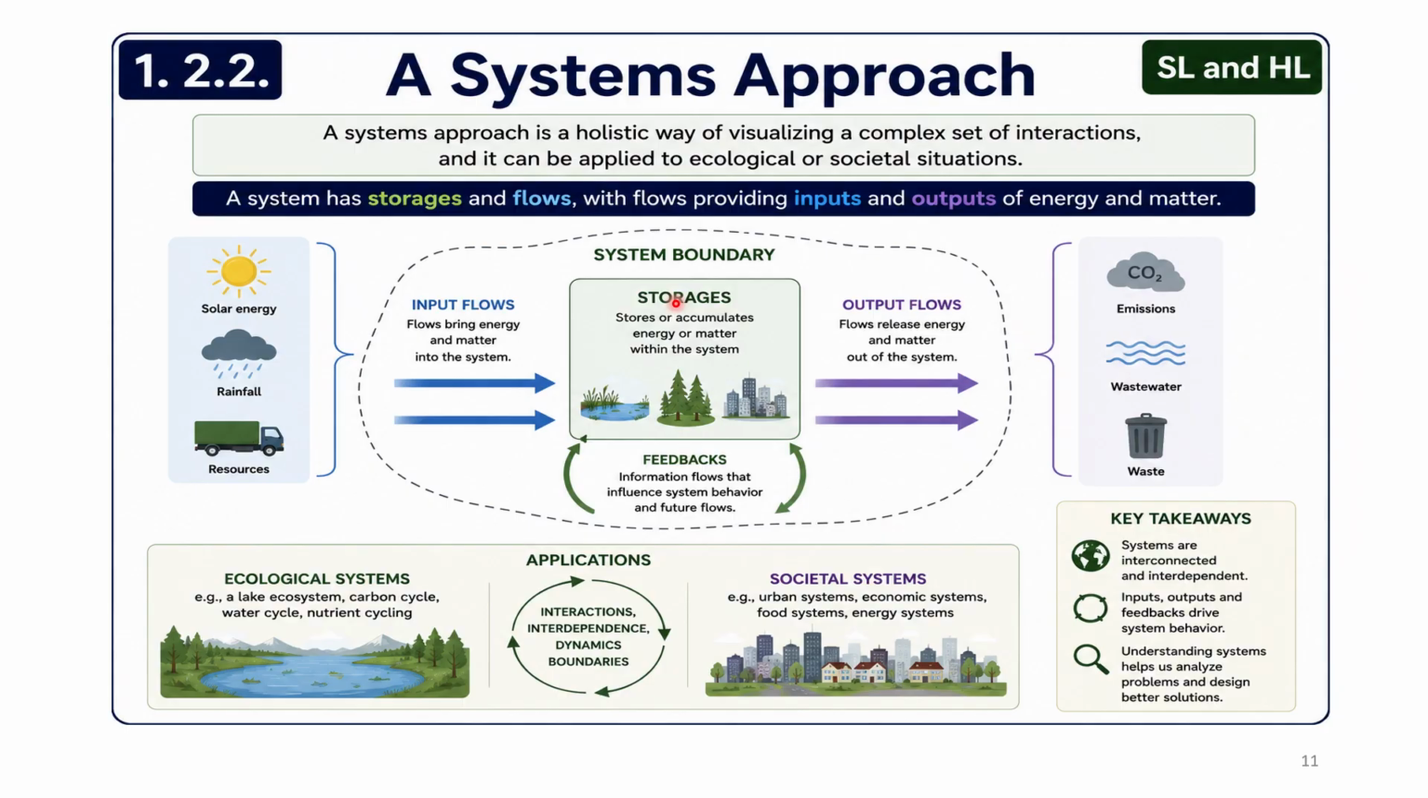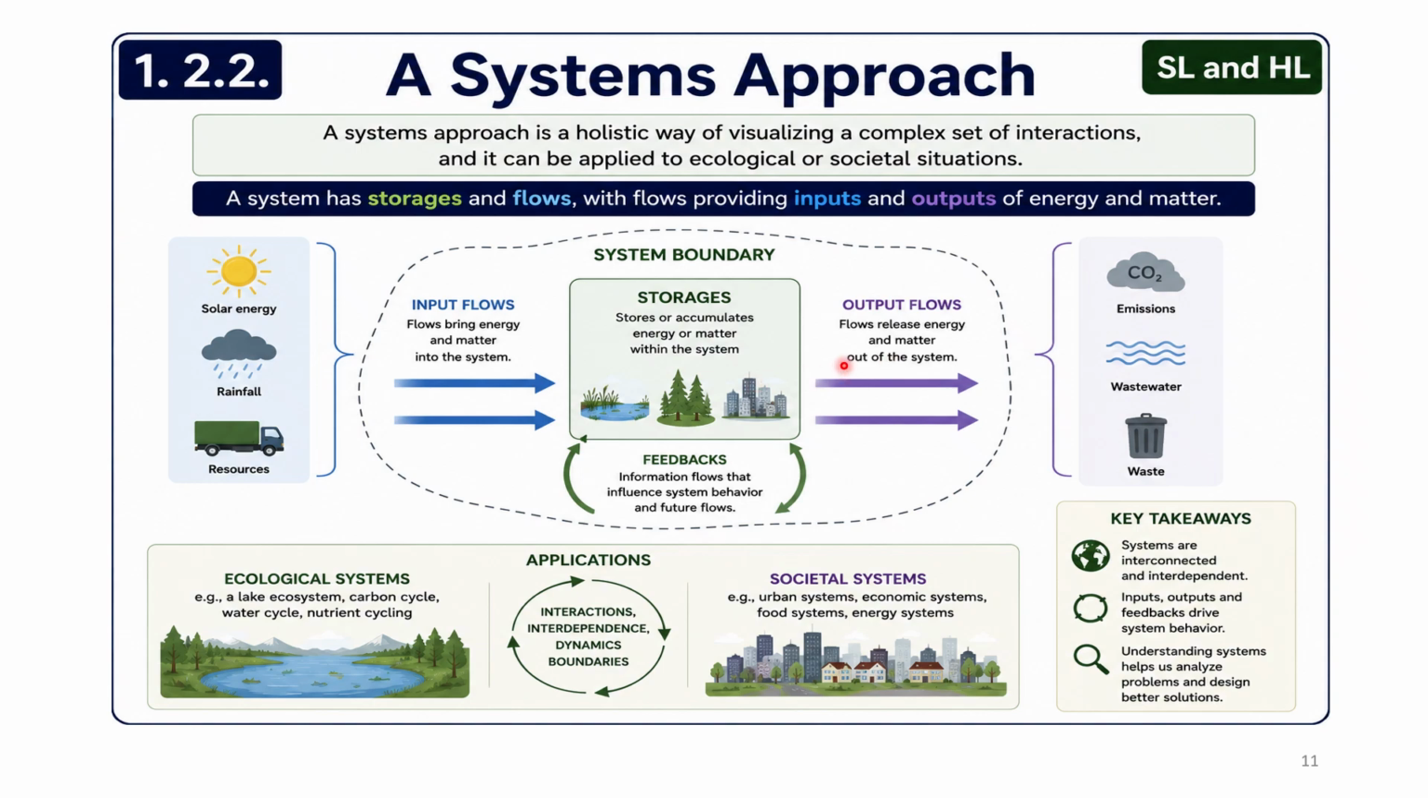Within the boundary are storages, sometimes called stocks, where matter or energy accumulates. Examples include water stored in lakes, carbon stored in forests, and resources stored within human settlements. Storages can increase or decrease depending on the balance between inputs and outputs.